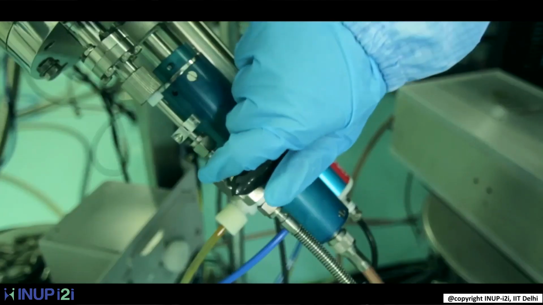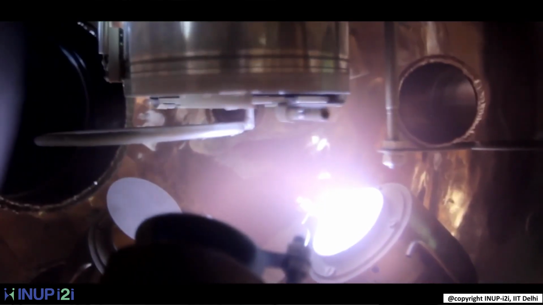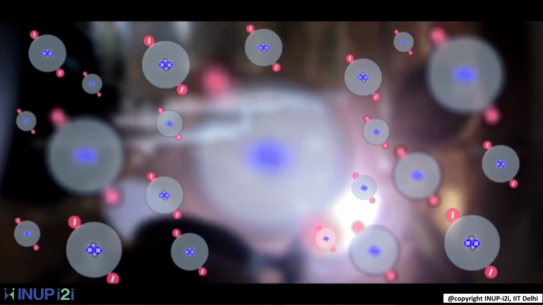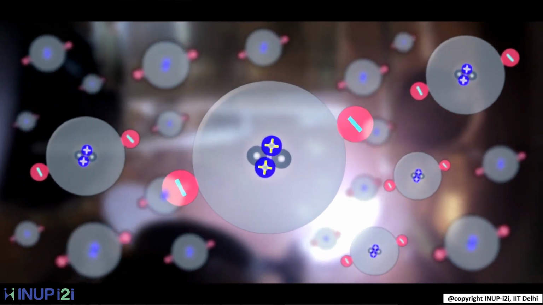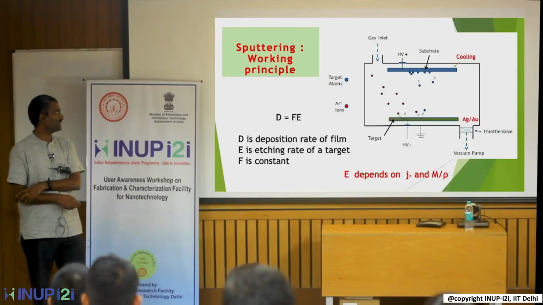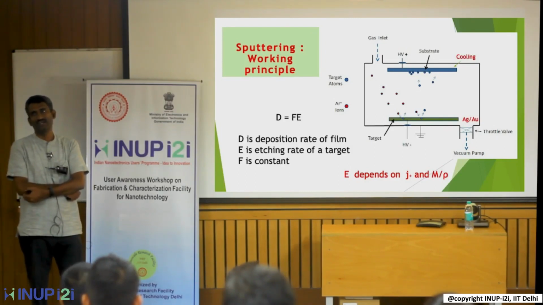So usually for sputtering we use argon gas. This argon is going to be ionized. These ions will have different energies based on the power which we apply. So this energy is very important, because it is going to decide the deposition rate of the film.